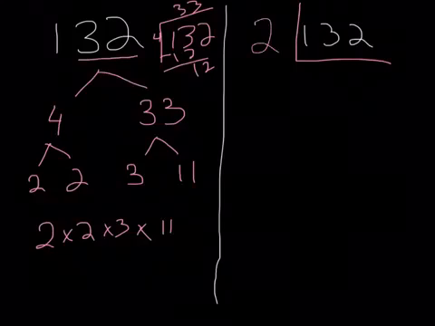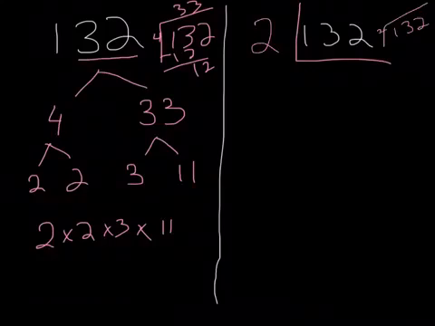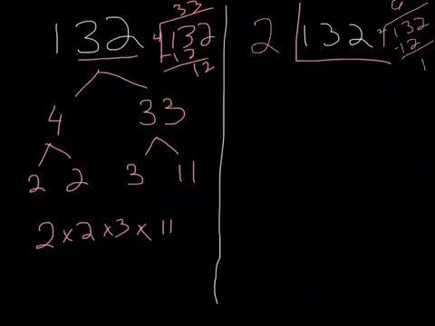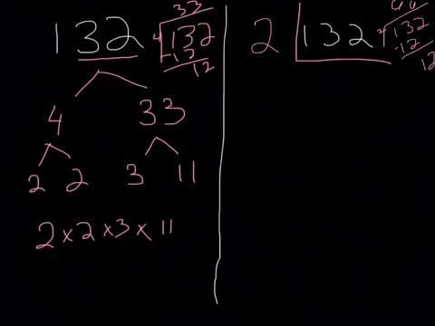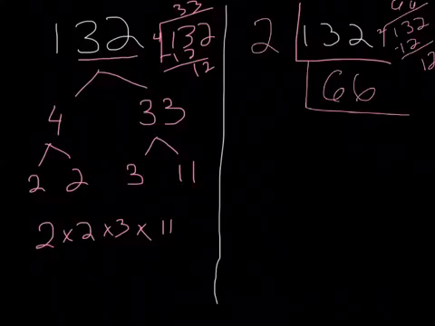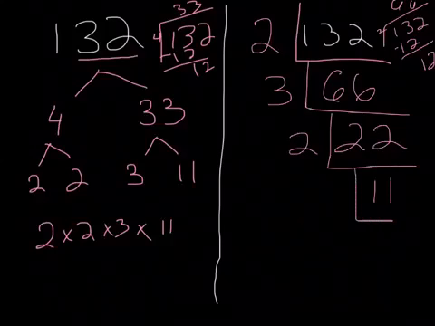And 132 divided by 2, I don't know what that is. So I'm going to come over here just real quick and find out. 2 times 6 is 12. And then, so it's 66. So I'm going to put 66 down here. And I think I'm going to divide 66 by 3 and get 22, which I can divide by 2 and get 11, which I can divide by 11, because 11 divided by 11 is 1.